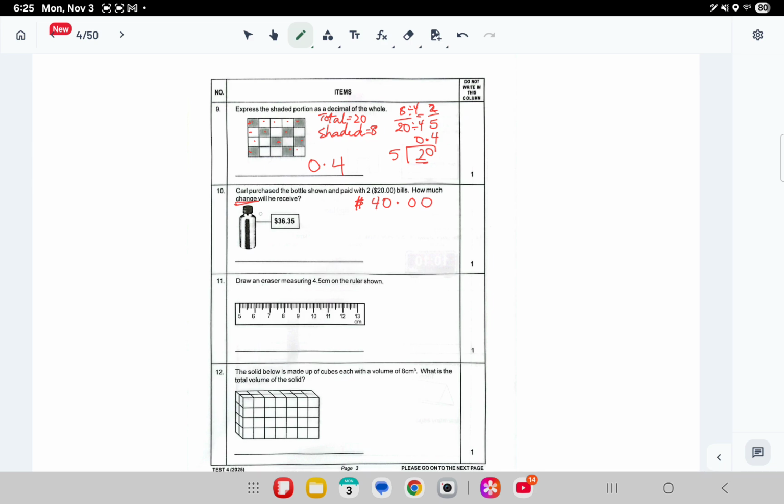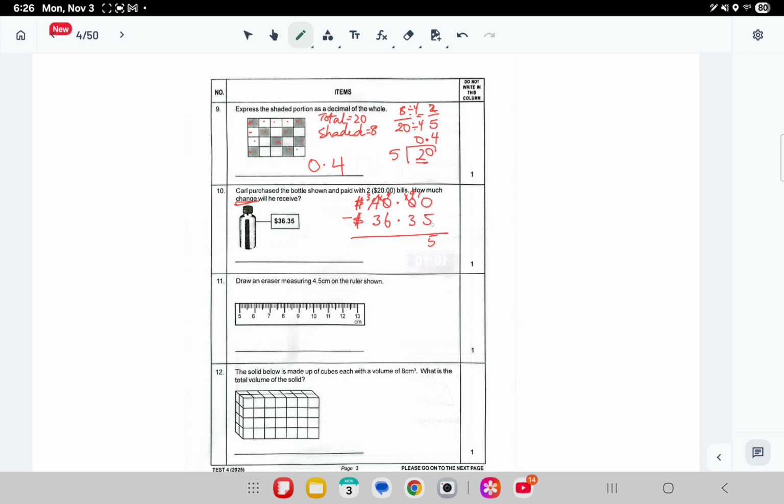Now we want to calculate the change. To calculate change, you need to subtract. So you take away the cost of the bottle, which is $36.35. And we subtract. Well, we can't, 0 can't take away 5, so the nearest whole number we could borrow from is the 4. So you take 1 from the 4, here becomes 3, here becomes 10. Now we can take 1 from 10, here becomes 9, here becomes 10. Take 1 from 10, here becomes 9, here becomes 10.